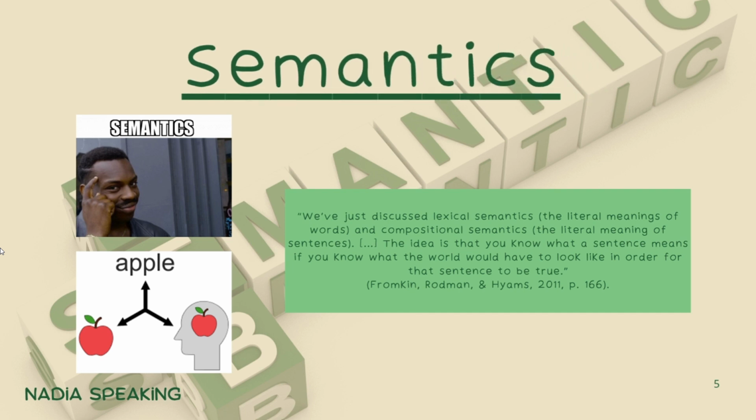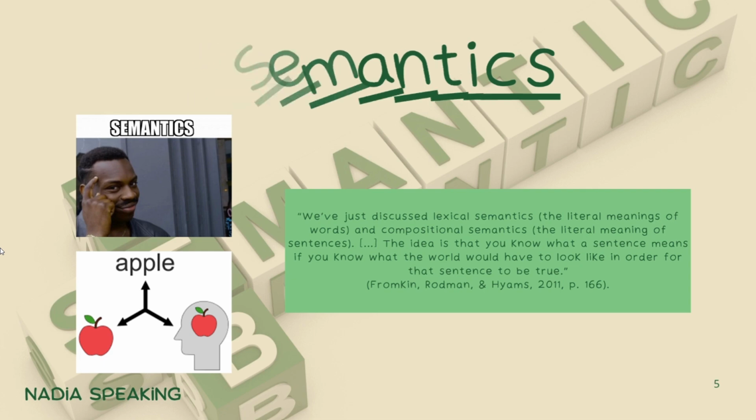Next, semantics. Well, this is the study of meaning in language. It helps us understand what words and sentences mean, and how those meanings can change depending on how we use them. For example, the word bat can refer to a flying nocturnal animal or a piece of sports equipment used in baseball. Without context, the word can be confusing, but thanks to semantics, we learn to understand meaning based on how and where the word is used.